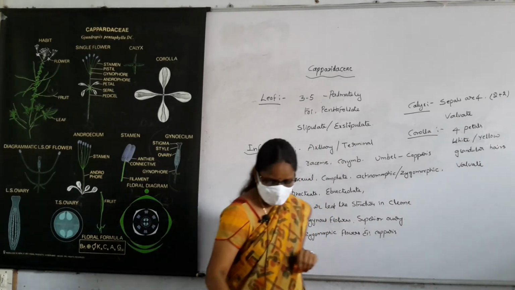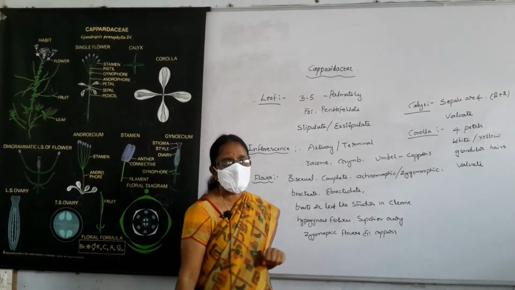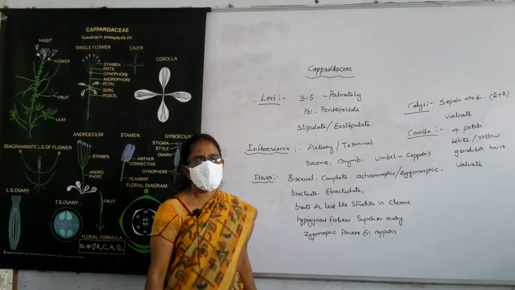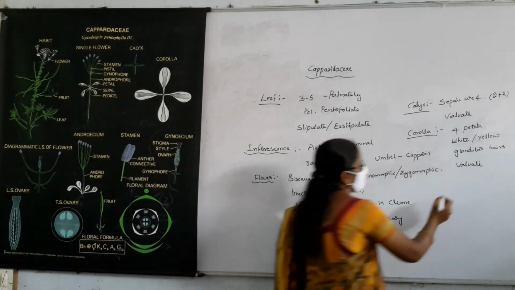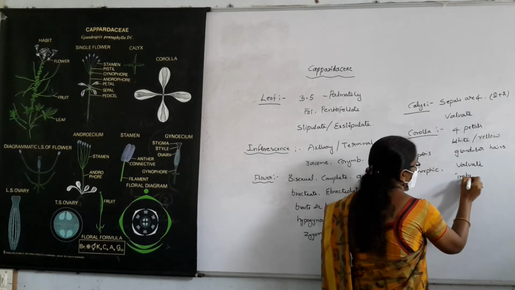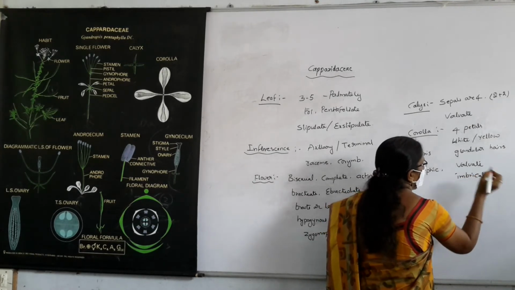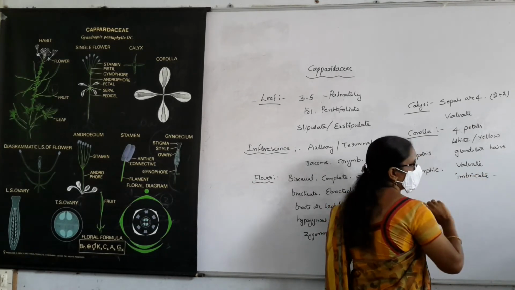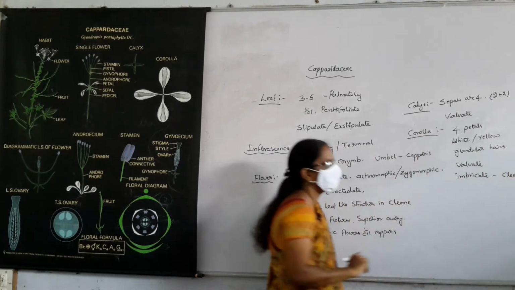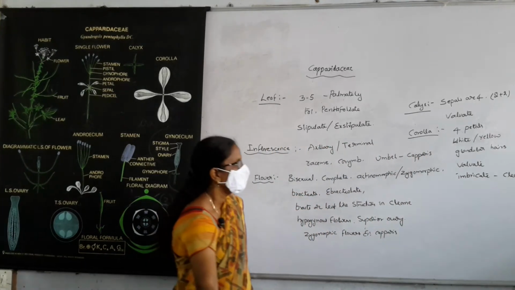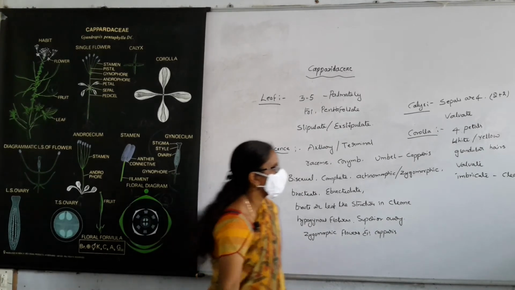The aestivation is valvate aestivation, or in some types of plants imbricate aestivation is also present, for example Cleome viscosa.